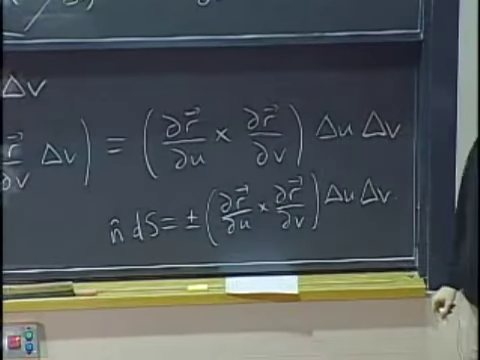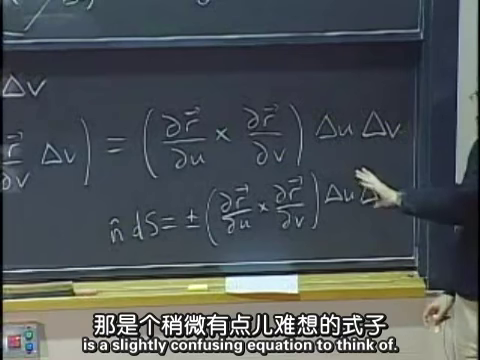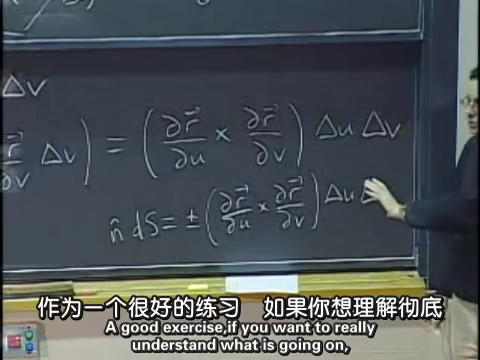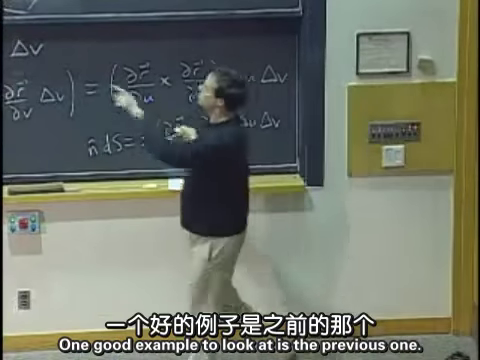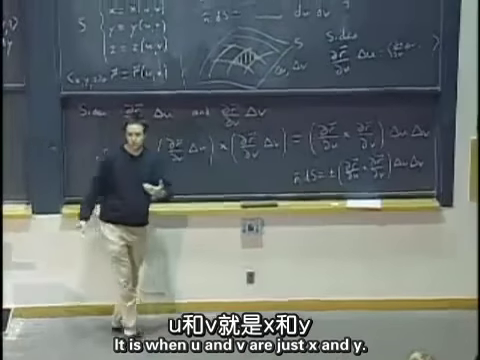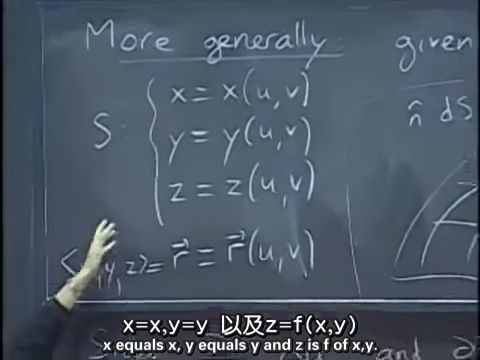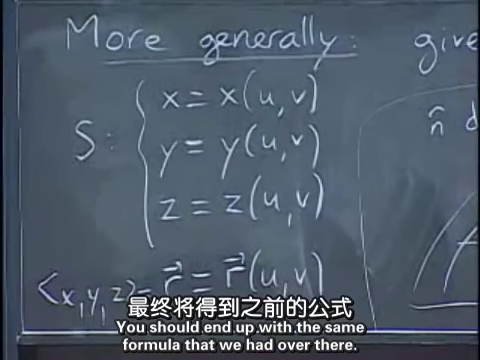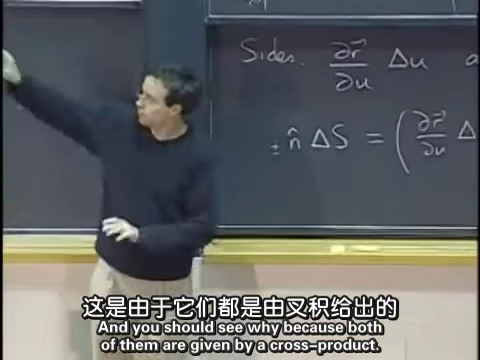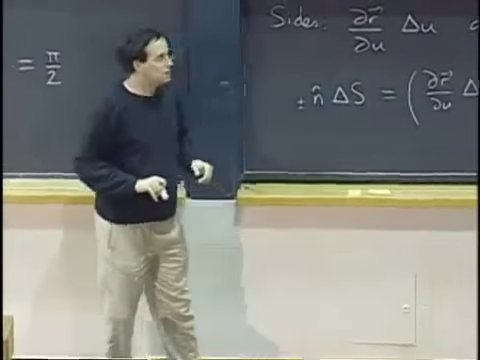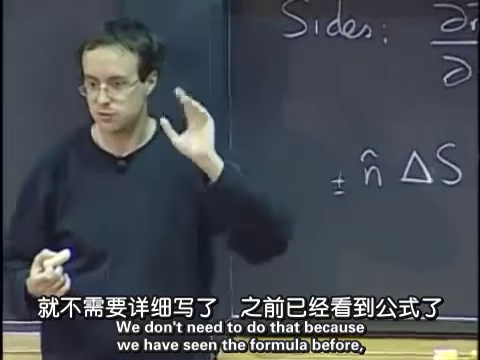Okay. Now, that, of course, is a slightly confusing equation to think of. So a good exercise, if you want to really understand what's going on, try this in two good examples. One good example to look at is the previous one. What is it? It's when u and v are just x and y. Okay, so the parametric equations are just x equals x, y equals y, and z is f of x, y. You should end up with the same formula that we had over there. And you should see why, because both of them are given by a cross product. The other case you can look at, just to convince yourselves even further, so we don't need to do that because we've seen the formula before.